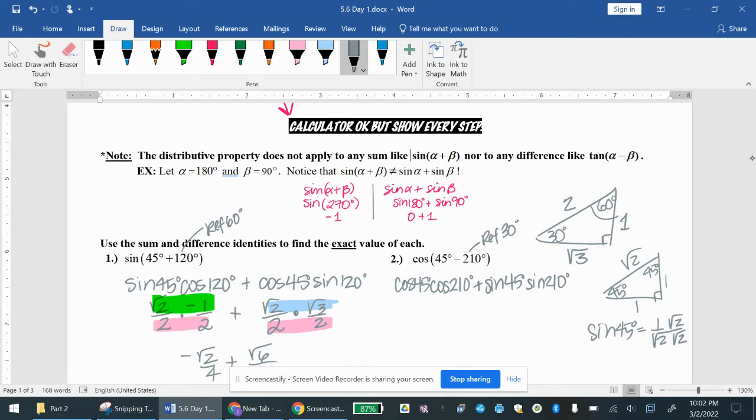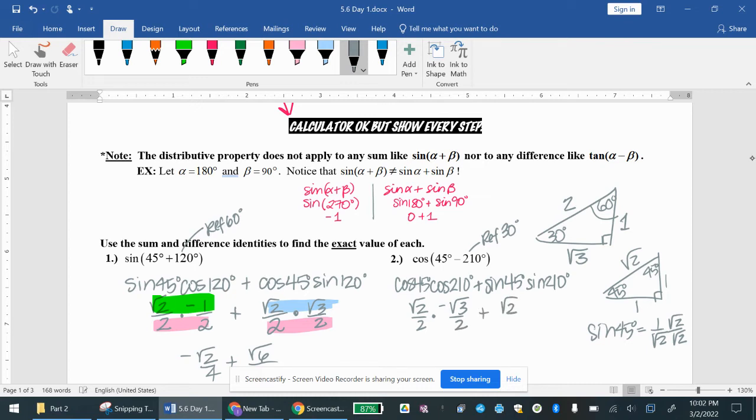45 degrees is in quadrant 1. Cosine of 45 is 1 over root 2, but rationalized, it's root 2 over 2. 210 is in quadrant 3. Cosine is negative in quadrant 3. The reference angle for 210 is 30, and the cosine of 30 is root 3 over 2, but remember it's going to be negative because cosine is negative in quadrant 3.